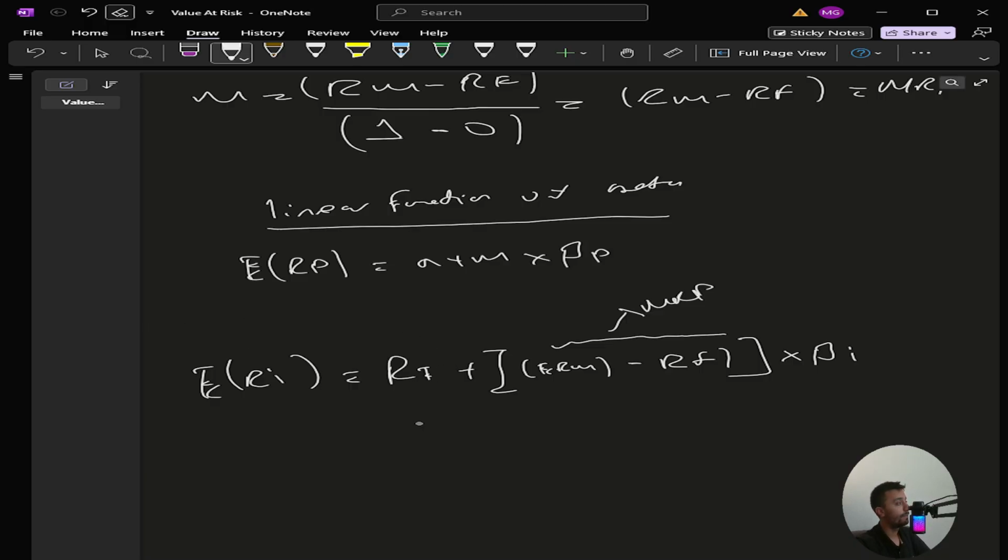This implies that the expected return of an investment depends on the risk-free asset, the market risk premium here, and the systematic risk of the investment, beta. The expected return can be viewed as the minimum required return, or the hurdle rate. Hurdle rate is the minimum required return that an investor demands from an investment given its level of systematic risk.